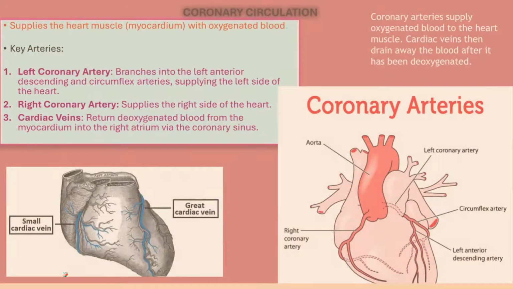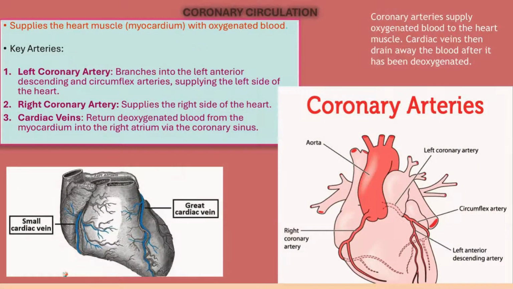Coronary circulation. Coronary circulation basically supplies blood to the muscles of the heart. It may be oxygenated blood and it may be deoxygenated blood. The coronary circulation includes the coronary arteries as well as the cardiac veins. There are two coronary arteries, the right coronary artery and the left coronary artery, which supply oxygenated blood to the muscles of the heart.